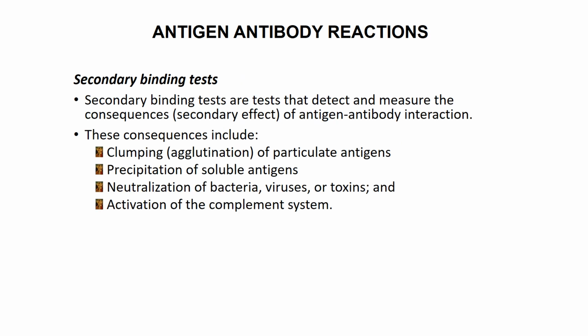Then there are secondary binding tests that basically measure the consequences of the antigen antibody interaction. Examples include agglutination. Think of agglutination as multiple antibodies binding to multiple antigens, and then all the antibodies binding to each other as well, and they form a complex, which is basically a clump. That clump is measured.